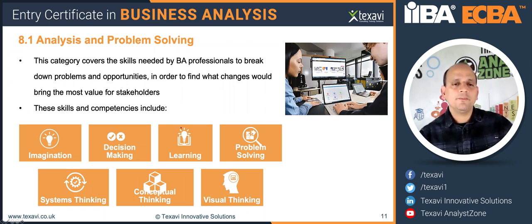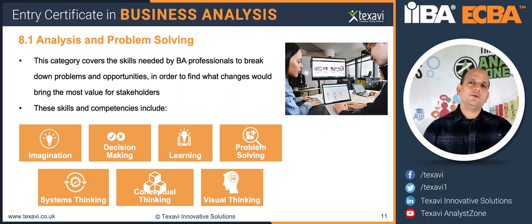And then the skills and competencies associated with this category are imagination. So we need to be imaginative, and that's why we should not be really worried about asking questions, or even thinking really broad. That's why I keep saying, don't be hesitant to ask questions. Ask questions about what, why, when, where, how. All these questions. Why not?